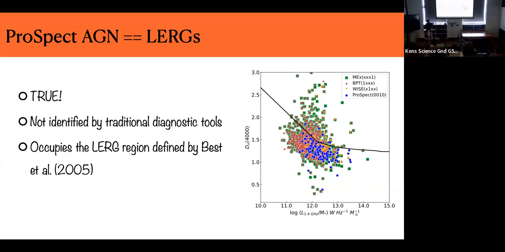And if you look at the blue data points, which are the prospect-selected AGN, they beautifully reside in that part of the diagram, which reinforces the fact that the AGN that we identified are, with high confidence, most likely to be lurks. I haven't quantified any numbers here, but still.